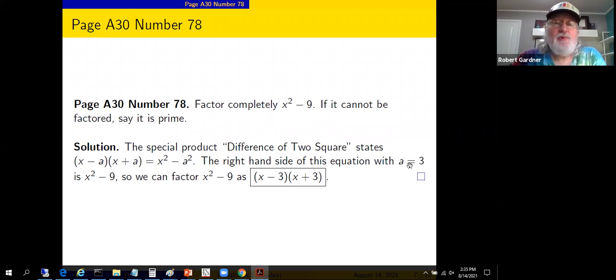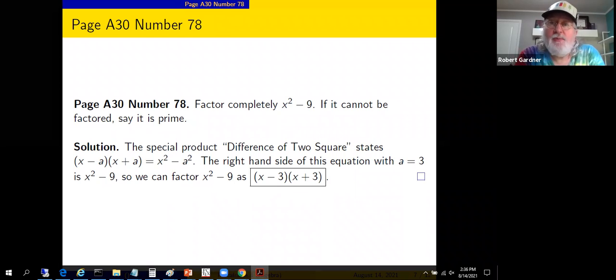So taking a equals 3 gives us x squared minus 9 equals x plus 3 times x minus 3. You could take a equals negative 3. That'll work as well because negative 3 squared is also 9. But I just need one value. A equals 3 will work, and that tells us that x squared minus 9 factors into x minus 3 times x plus 3. End of story. It's factored completely. They're first degree polynomials. You couldn't possibly factor them anymore.